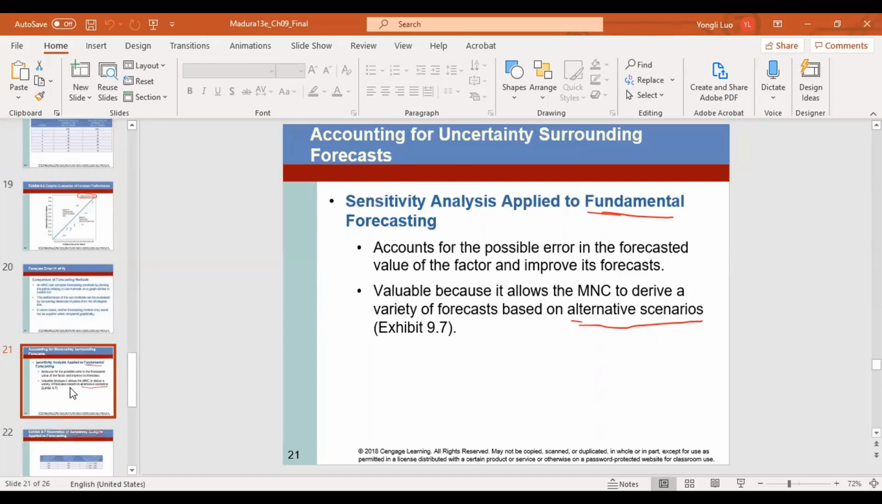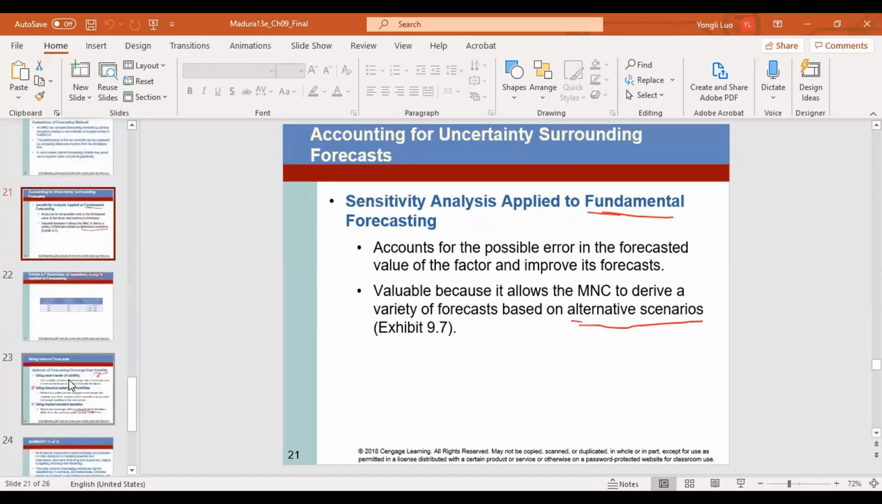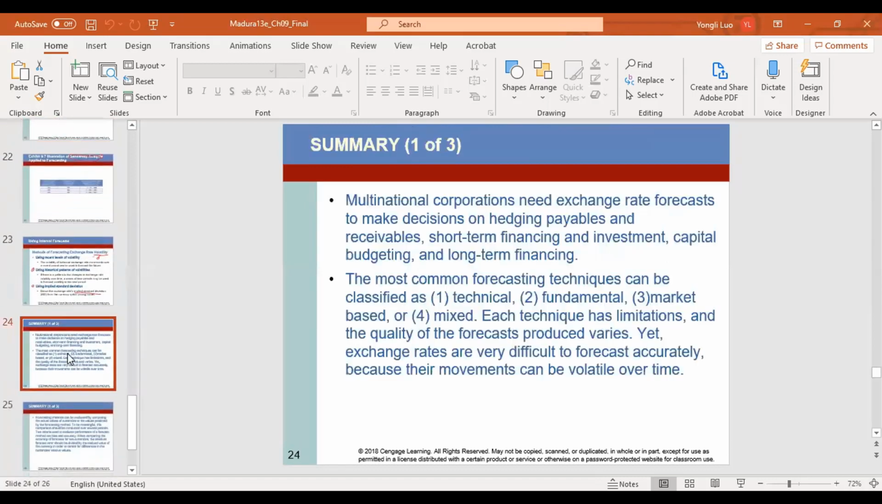To account for uncertainty surrounding forecasts, we can use sensitivity analysis applied to fundamental forecasting. Now we come to the summary of this chapter.